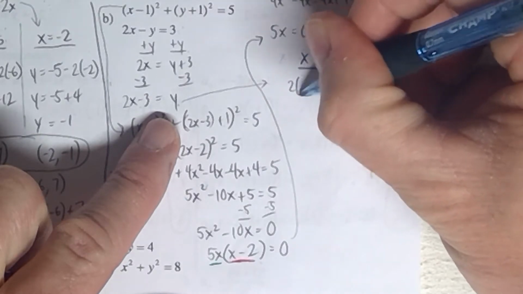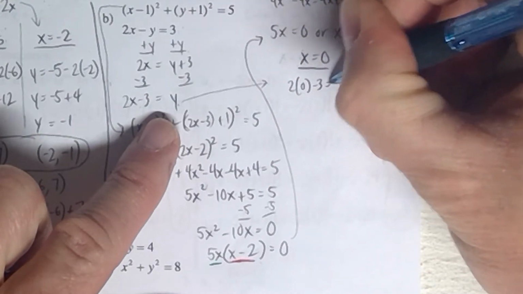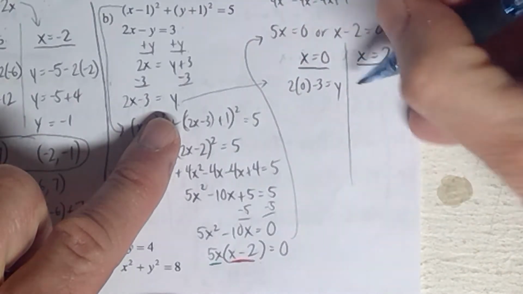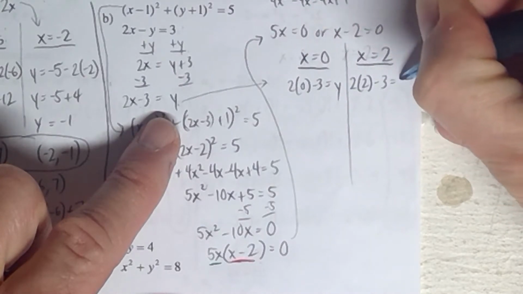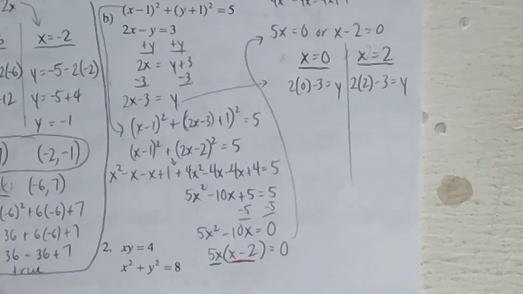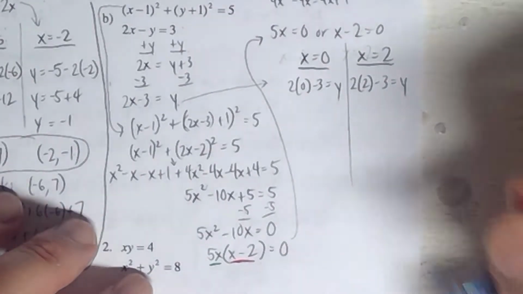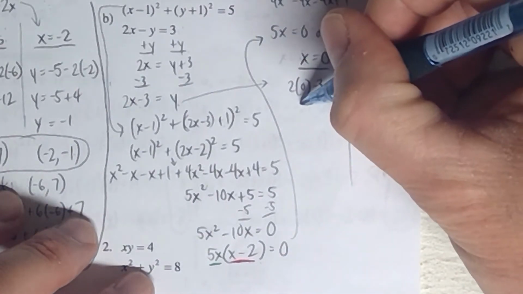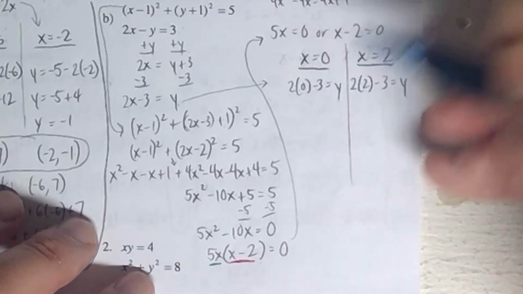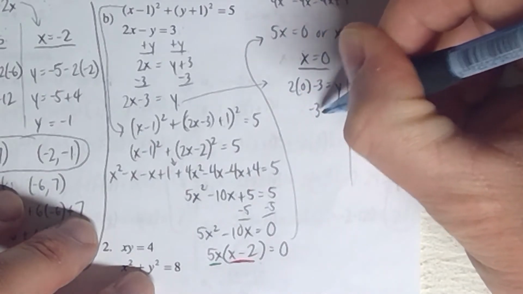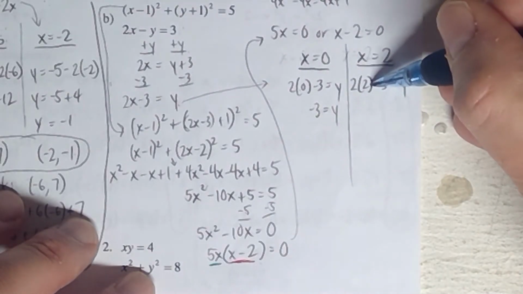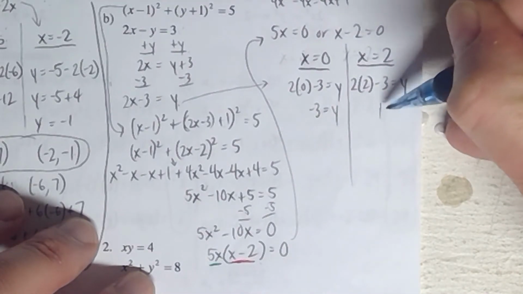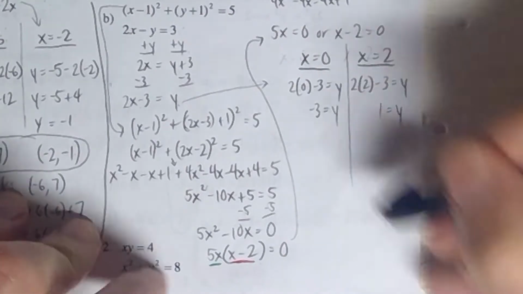So this one will be 2 times 0 minus 3 equal to y. And then the other equation will be 2 times 2 minus 3 equal to y. And then that tells you what the other variable is going to be equal to. So 2 times 0 minus 3, that's 0 minus 3. 0 minus 3 is negative 3. Okay. 2 times 2 is 4. 4 minus 3 is 1. And so that means that y is equal to 1 right there.